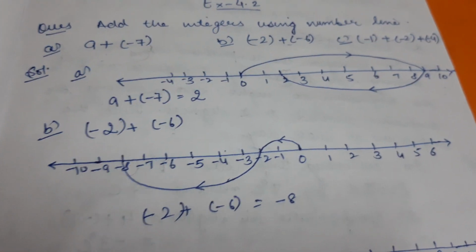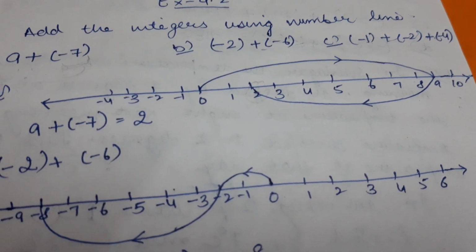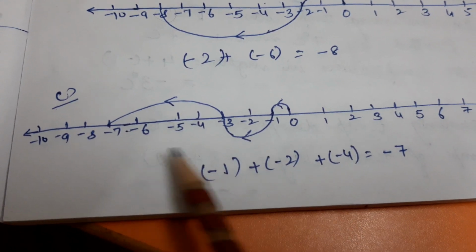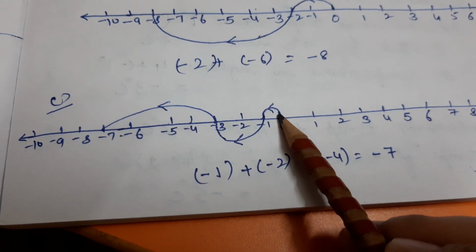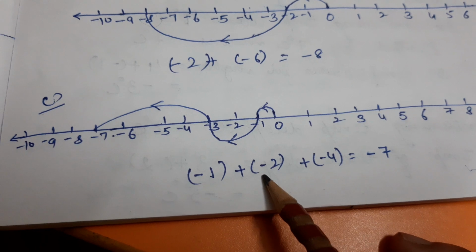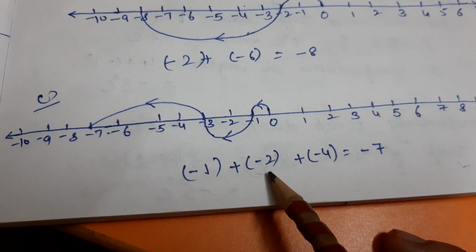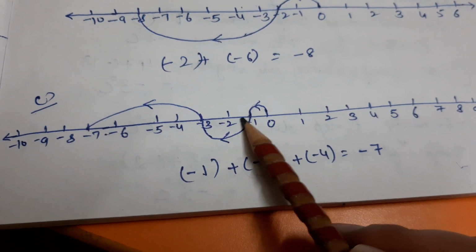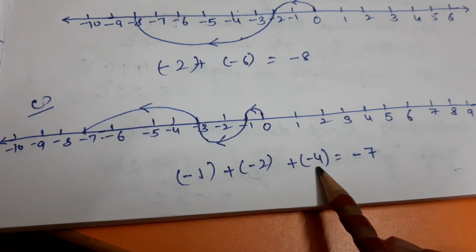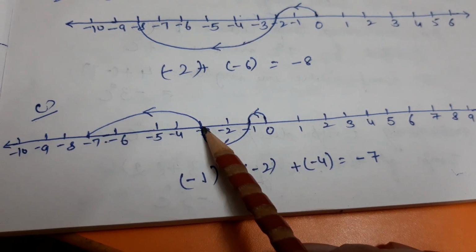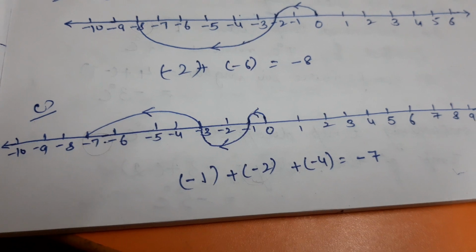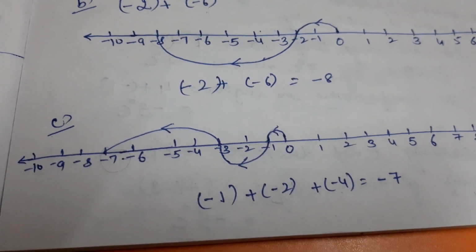Next is the C part, minus 1 plus minus 2 plus minus 4. So now we have 3 integers. Again we have to draw a number line first. Now from 0 to minus 1, then minus 1 plus minus 2. It means again a negative integer, move 2 steps to the left. 1, 2. So we reached minus 3, but still we have to add a negative 4. Means again 4 steps to the left. 1, 2, 3, 4. So we reached minus 7. The answer is minus 7.